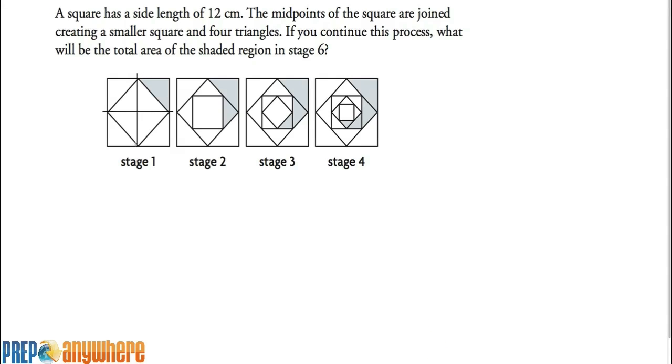If I do that, it's clear that this is 1, 2, 3, 4, 5, 6, 7, 8. It's 1/8 of the original area, which is 12 squared, right? And then the second stage, we have to add, right? So it's 1/8.